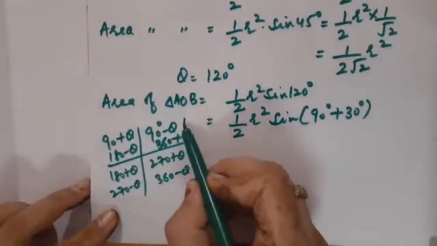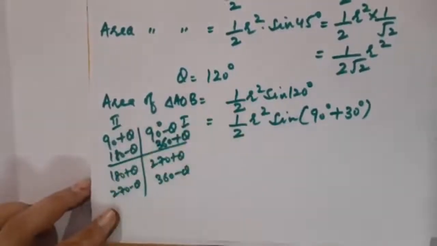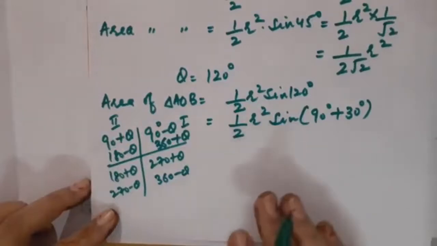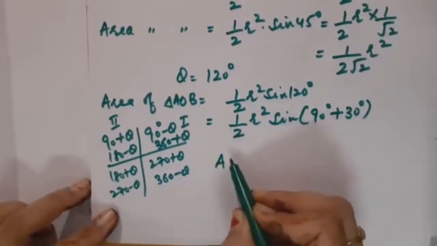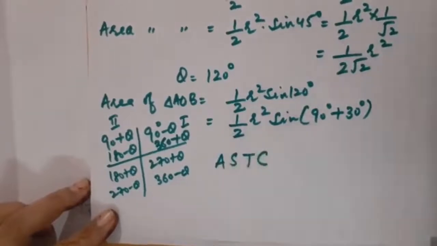Right now I am going to tell you about first and second quadrant. Okay. Which statement you have to memorize? That is all school to college. What does it mean?